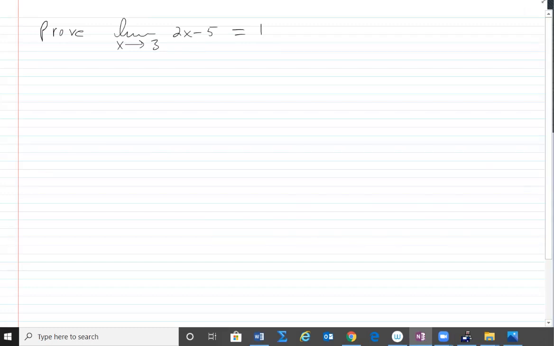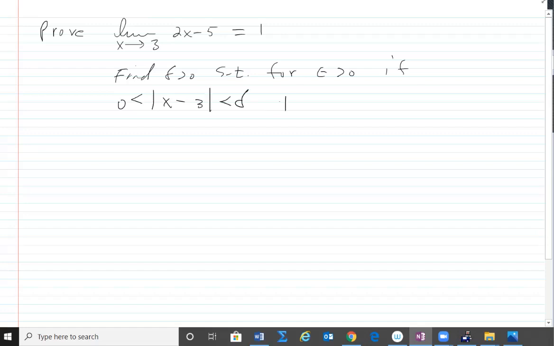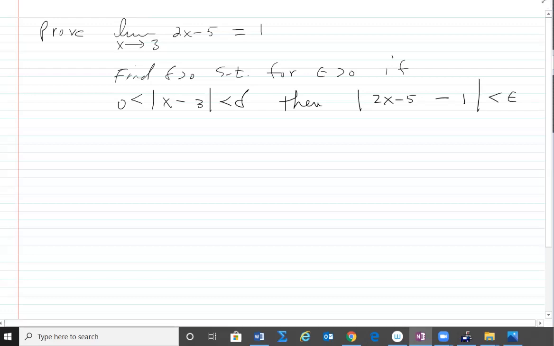Now, to prove that this is true, we would have to find a delta greater than 0 such that for every epsilon greater than 0, if |x minus 3| is less than delta, then we would have |2x minus 5 minus 1| less than epsilon. No matter what epsilon is given as long as it's positive.